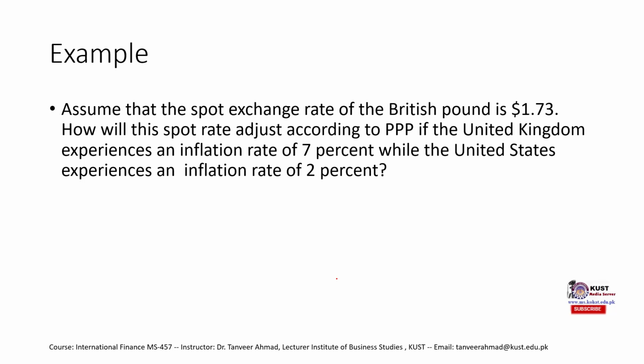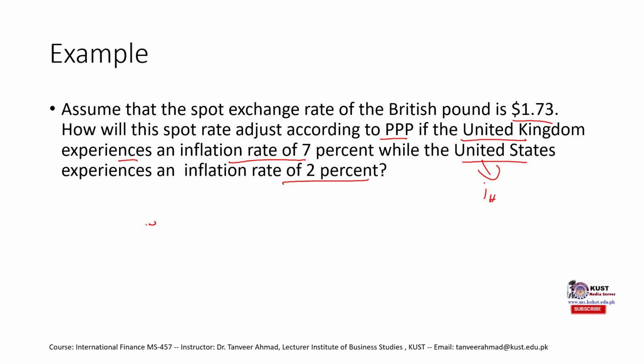Okay, let's have some examples. So assume the spot rate of the British pound is 1.73. How will the spot rate adjust according to purchasing power parity if the United Kingdom experiences an inflation rate of 7% while the US inflation is 2%? Now, one issue is that from our perspective, they both are foreign countries. So which one should we take as home currency? Because this example is from book. Remember, book is written from the perspective of US. So this US is home currency or home country.